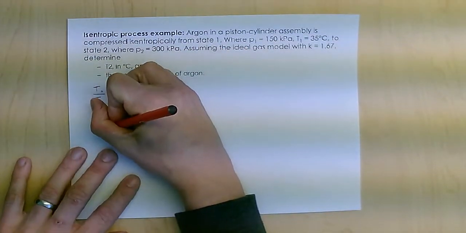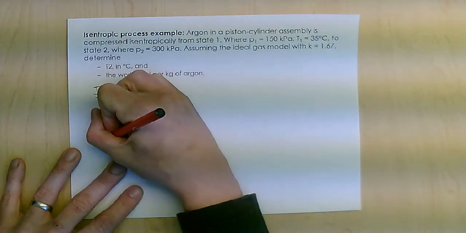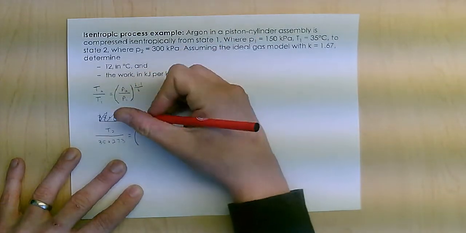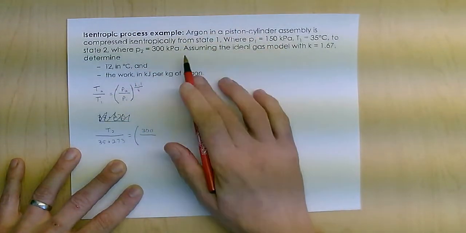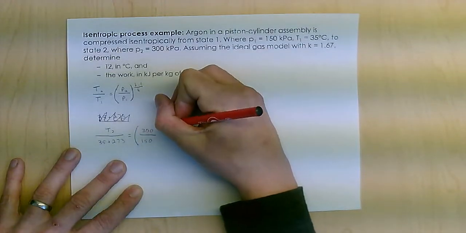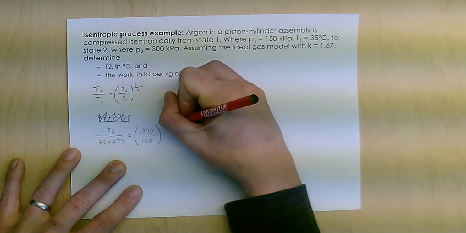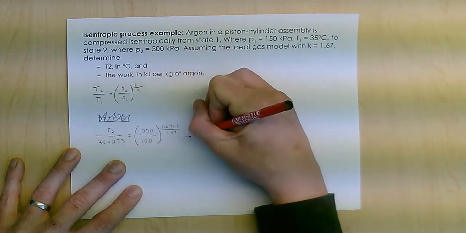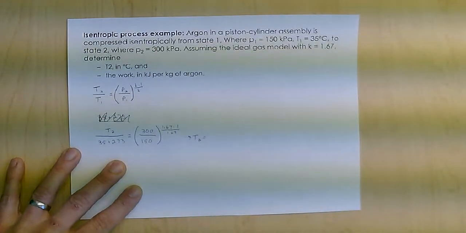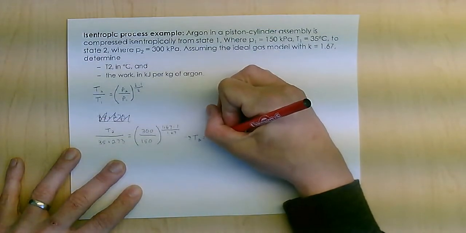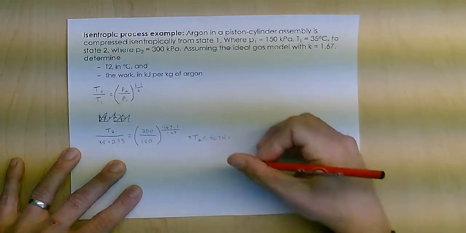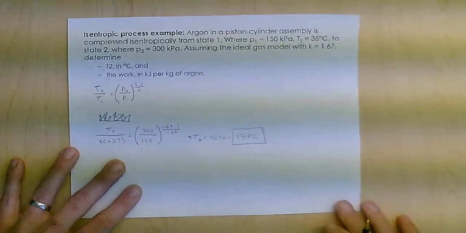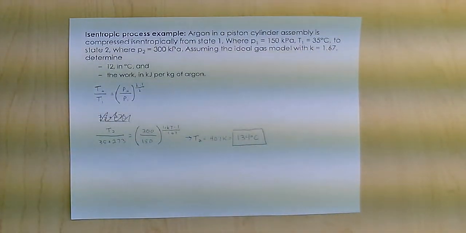It's going to be T2, which is what I'm looking for, over 35 plus 273 equals P2, which is 300, over P1, which is 150, to the (1.67 minus 1) over 1.67. From this, I get T2 equals 407 K, which equals 134 degrees Celsius. So that's how I find that second temperature.